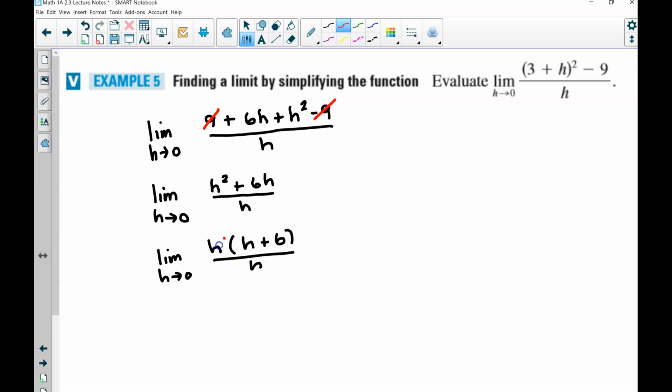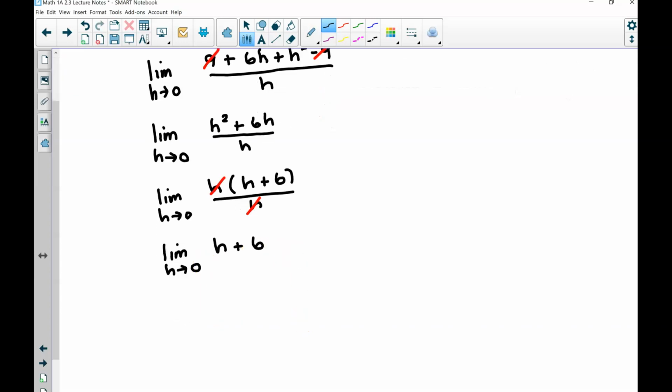So now we can simplify the h's. And so now we have the limit as h approaches 0 of h plus 6. I also want to keep in mind here that at this point we can use direct substitution. And when you use direct substitution, you no longer write the limit. If you keep writing the limit in this next step, it would be incorrect, because now you have to use direct substitution, meaning h is going to be 0. So we have 0 plus 6, which gives you the value of 6.